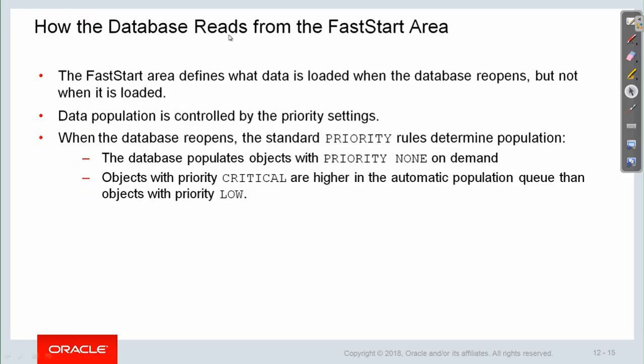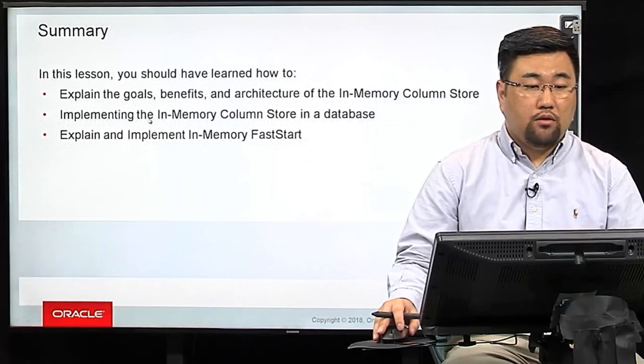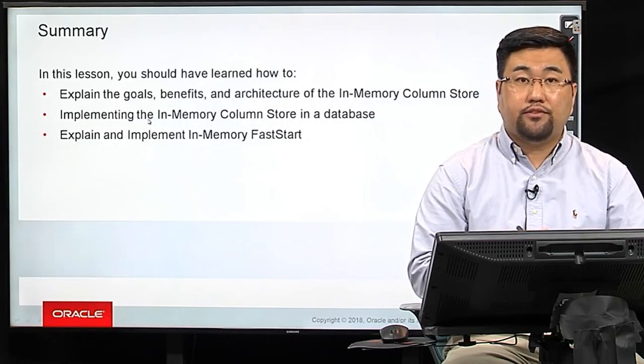And how does the database read from the fast start area? The fast start area defines what data is loaded when the database is reopened, but not when it is loaded. Data population is controlled by priority. So even when we load columnar data from the fast start area to the in-memory column store, we load the data based on the in-memory object priority. Okay, so this is lesson 12.